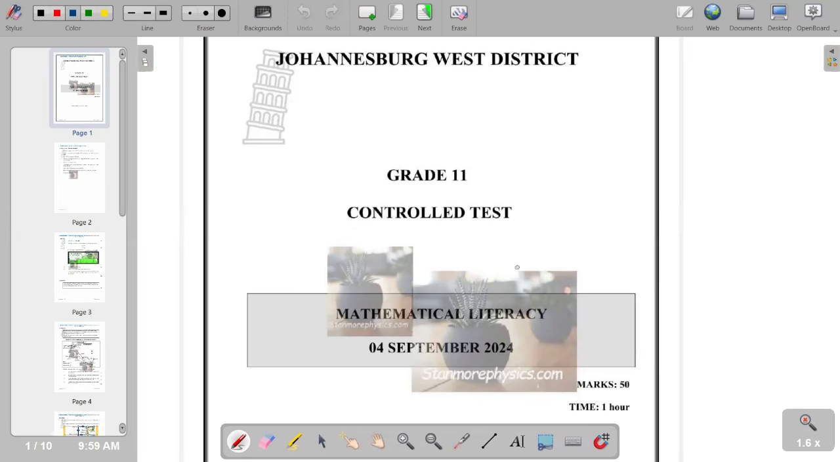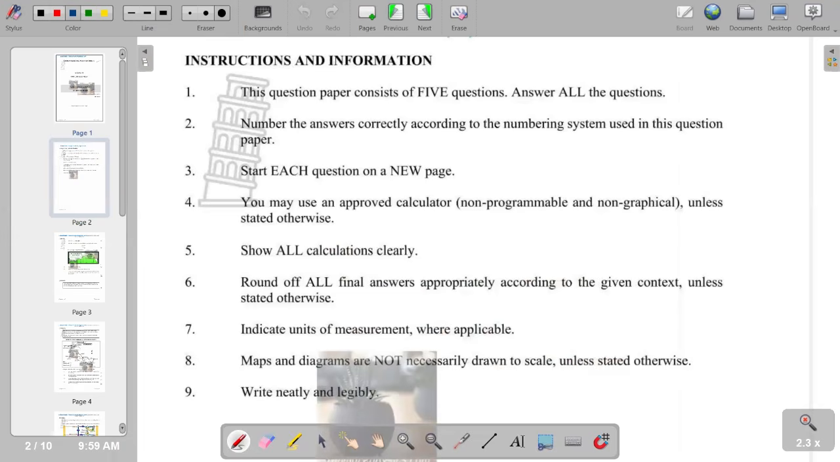In this video, I want to look at a September 2024 test for the Johannesburg West District. In terms of our instructions and information, this question paper consists of 5 questions, and you have to answer all the questions. Number the answers correctly according to the numbers in this question paper. What is important is that you answer all the questions that are there in the question paper.